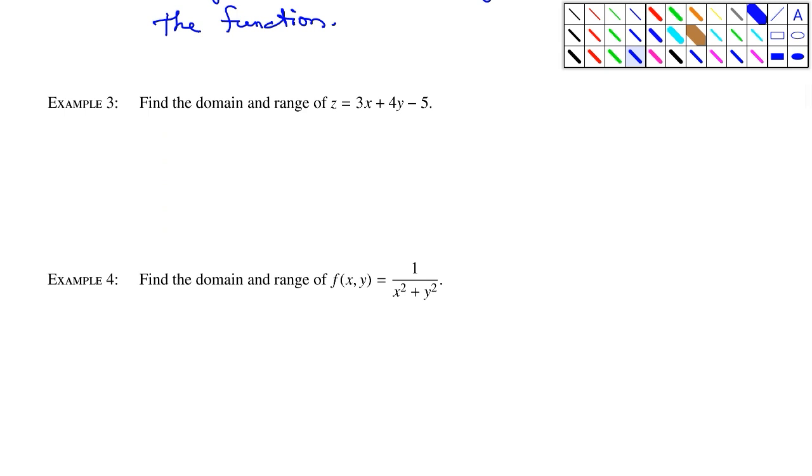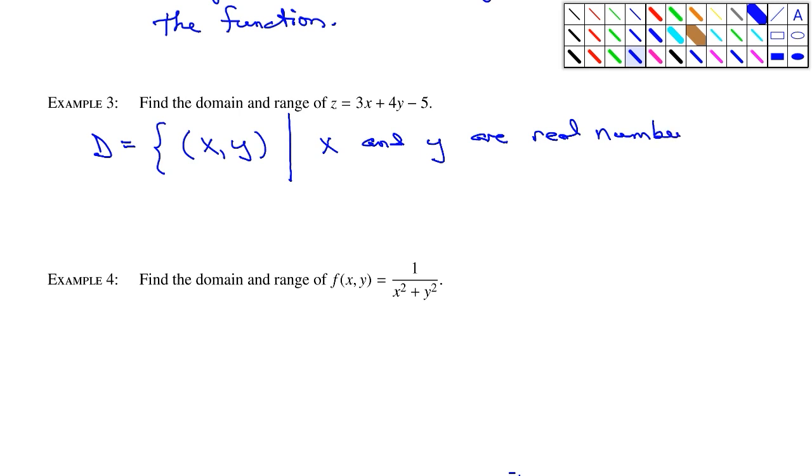Example 3 says, find the domain and range of z equals 3x plus 4y minus 5. Well, there are no square roots, and there's no denominator, so there's really no restrictions. So let's write it out as the domain is the set of ordered pairs x comma y such that, that's the big vertical bar, x and y are real numbers. So that's really not much of a restriction at all.